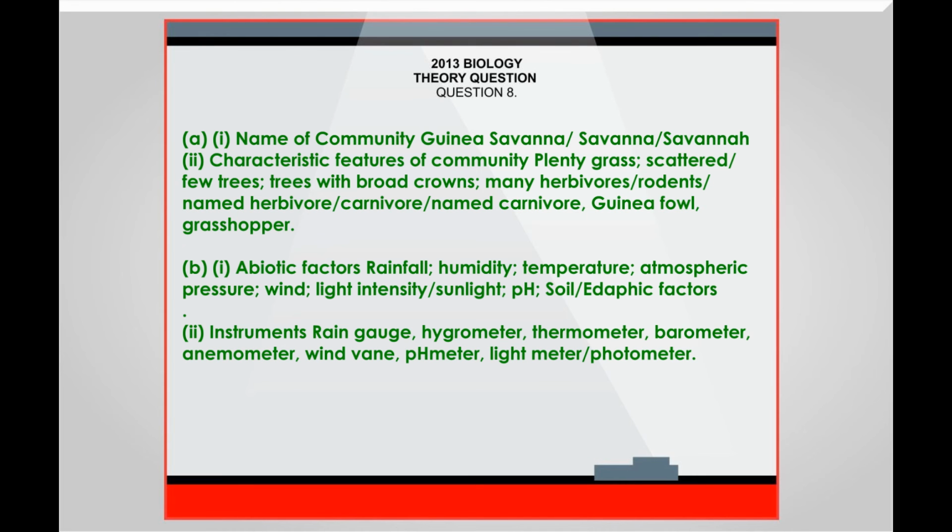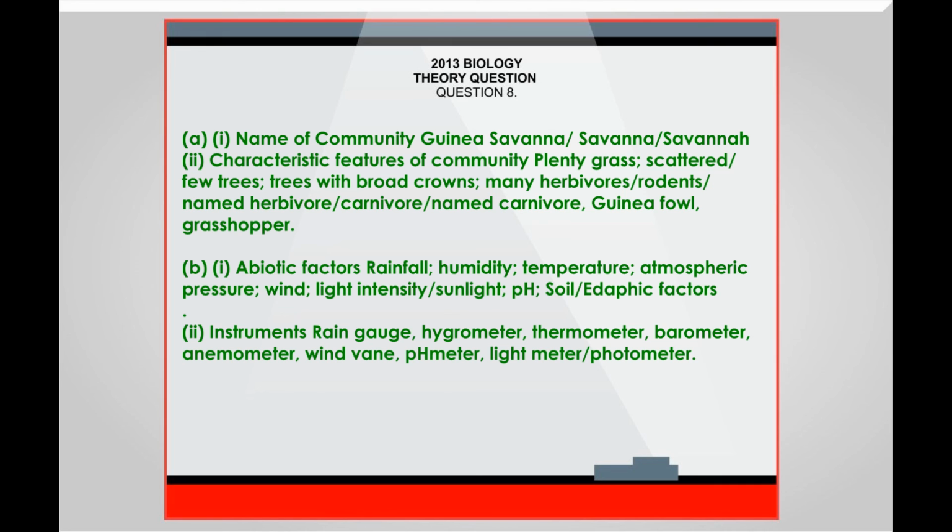Answers. Name of community: Guinea savanna or savanna. Characteristic features of community: plenty grass, scattered few trees, trees with broad crowns. Many herbivores, rodents, carnivores, guinea fowl, grasshoppers. B. I. Abiotic factors: rainfall, humidity, temperature, atmospheric pressure, wind, light intensity/sunlight.